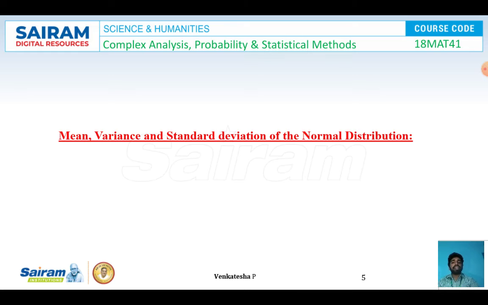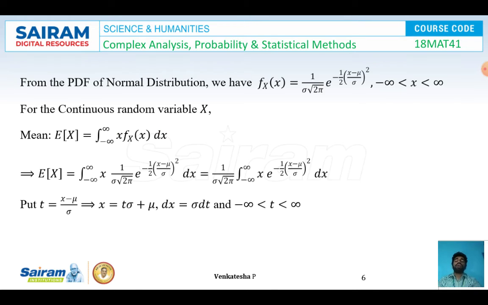Mean, variance and standard deviation of the normal distribution. To prove the mean, variance and standard deviation of the normal distribution, I am going to consider the probability density function of the normal distribution. We have f_X(x) = 1/(σ√(2π)) e^(-1/2 ((x-μ)/σ)²). The range of x is minus infinity < x < infinity.